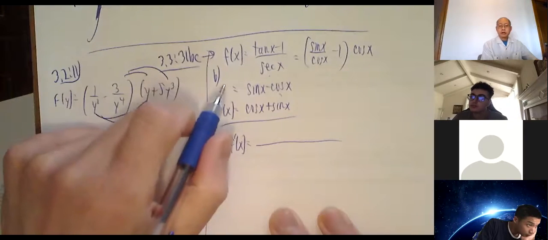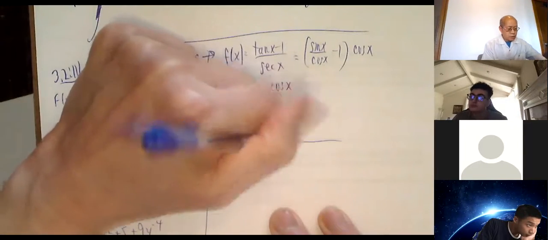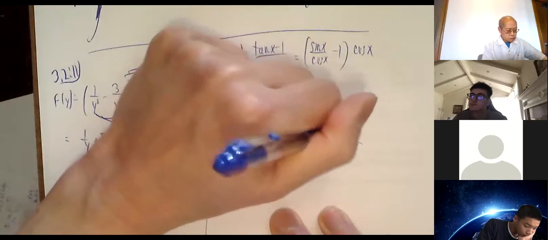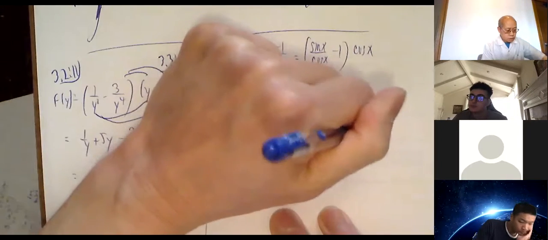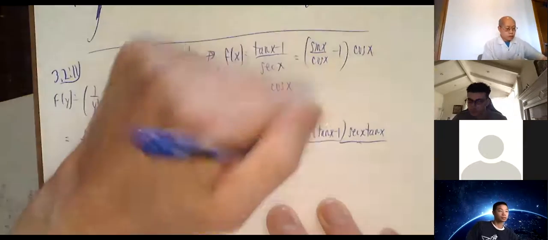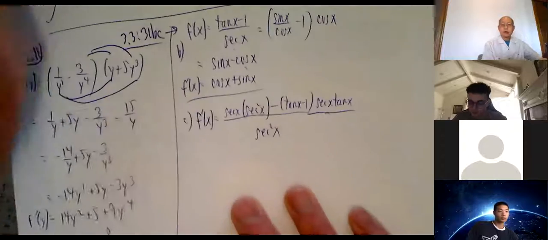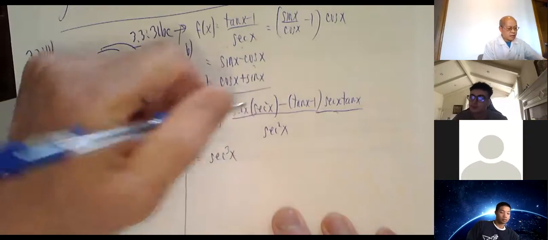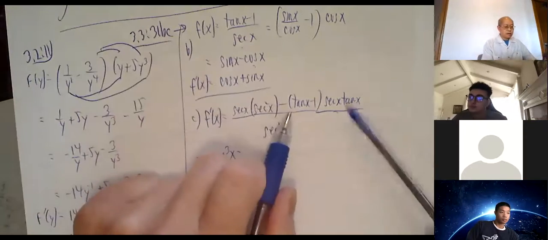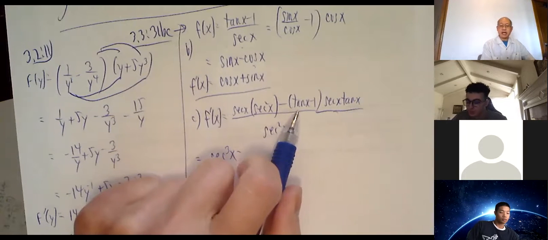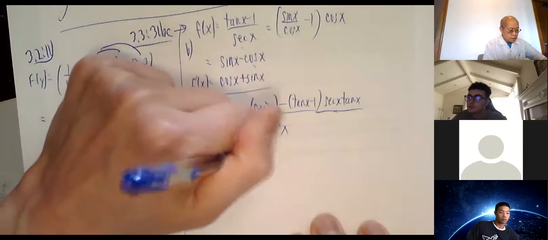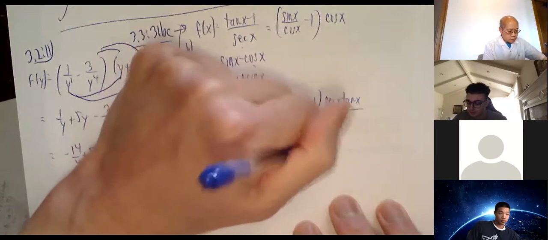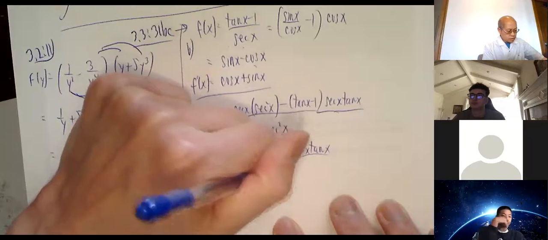So using the quotient rule, this is denominator times the derivative of the numerator, minus the numerator times the derivative of the denominator, all over the square of the denominator. Okay, so somehow that's going to be the same as this. Let's see. Secant cubed x minus, okay, we've got to be careful here. Secant x tangent x times tangent x, right? So secant x tangent squared x, minus a minus, so plus secant x tangent x, all over secant squared x.